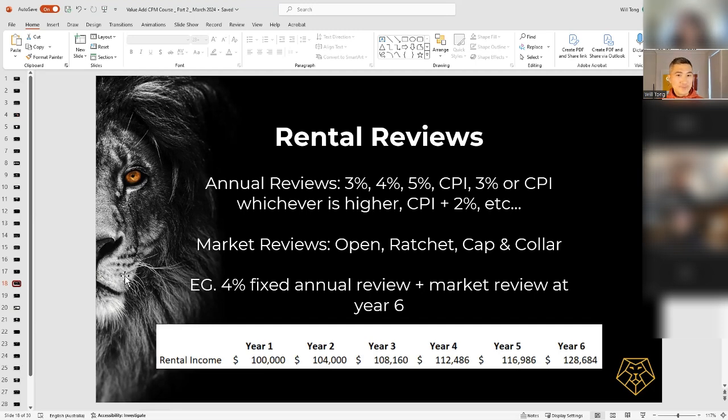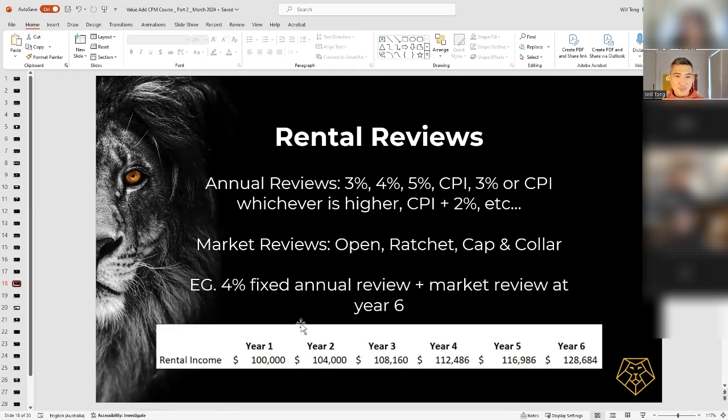So it's really important that you guys check the lease, and I'm going to go through a couple of examples with you in a second. Make sure that in the lease there's no cap, there's no collar. If there's a ratchet, great, and understand what triggers the market review. So I'll explain that in a second.